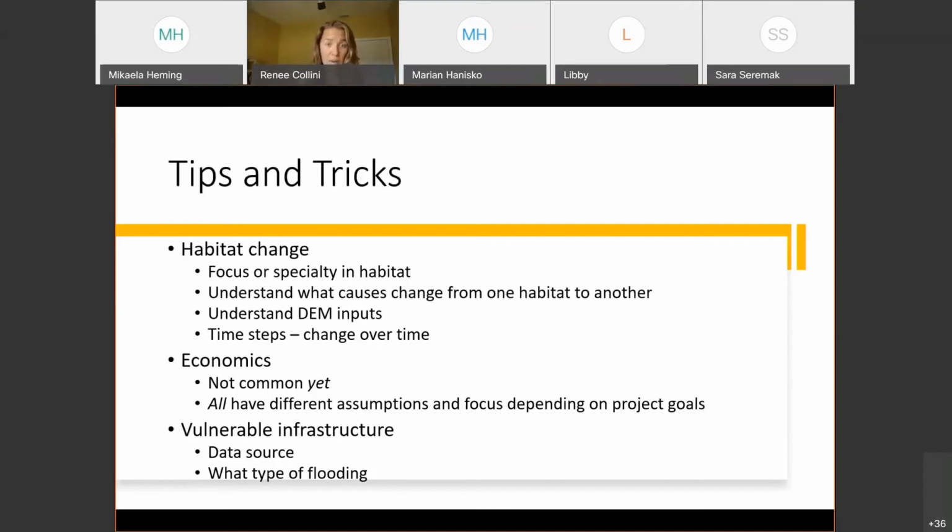Are they talking about high tide? Are they talking about what's vulnerable because the tide is higher? Or are they talking about what's vulnerable because storm surge has changed? So dig into that and make sure you're understanding what type of flooding we're talking about that your risk is increasing for.